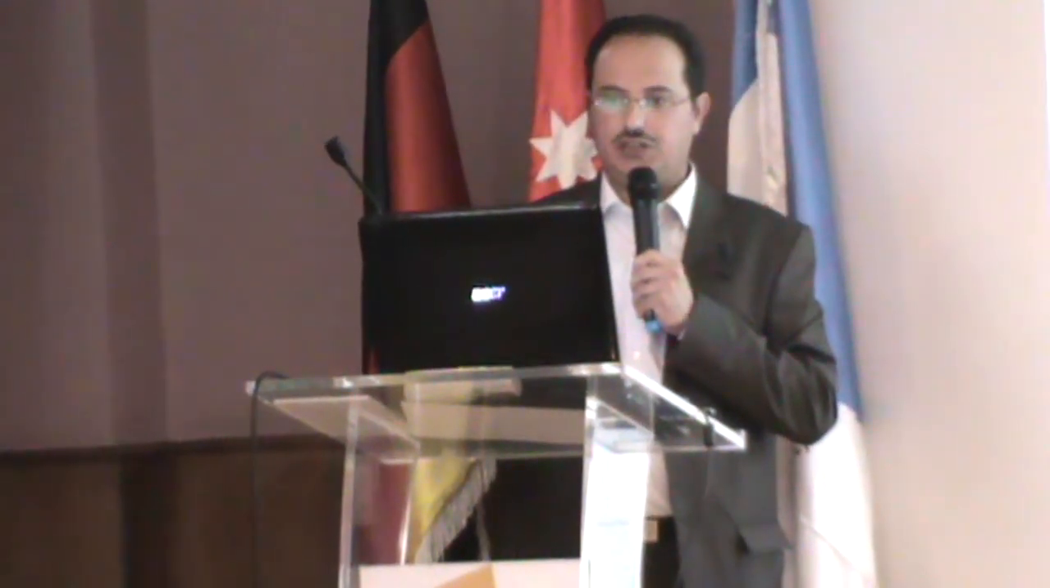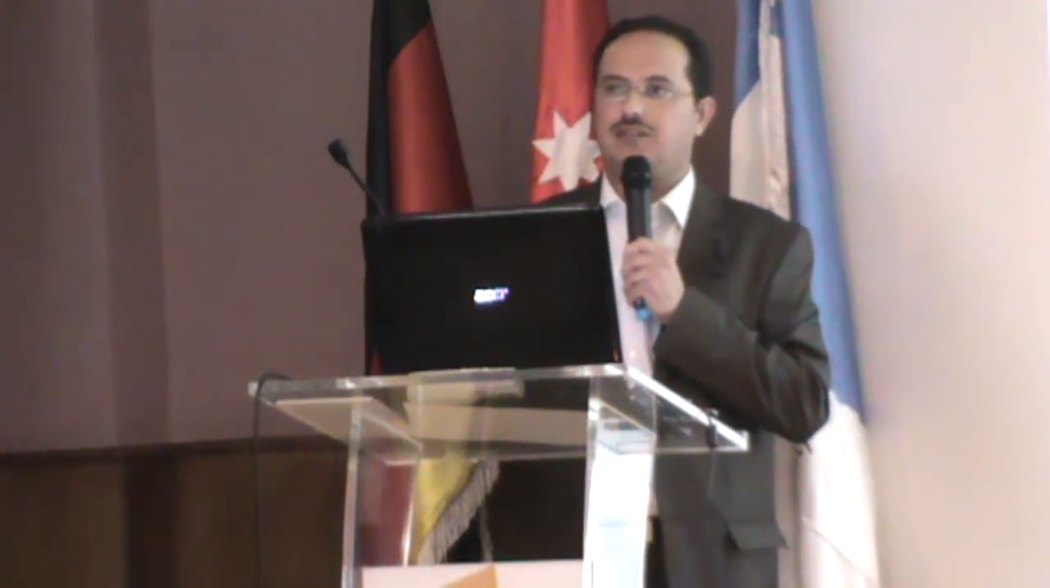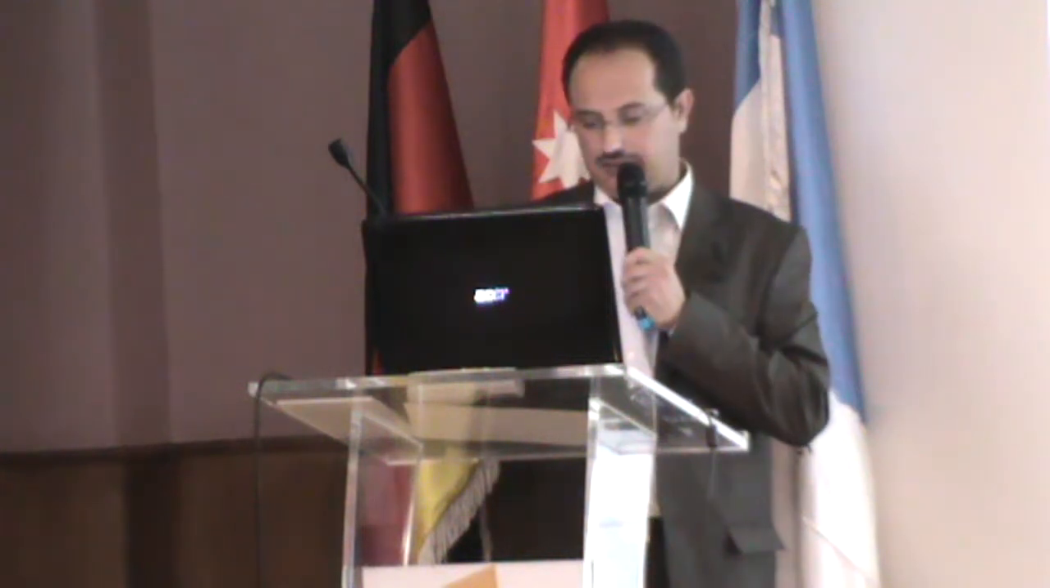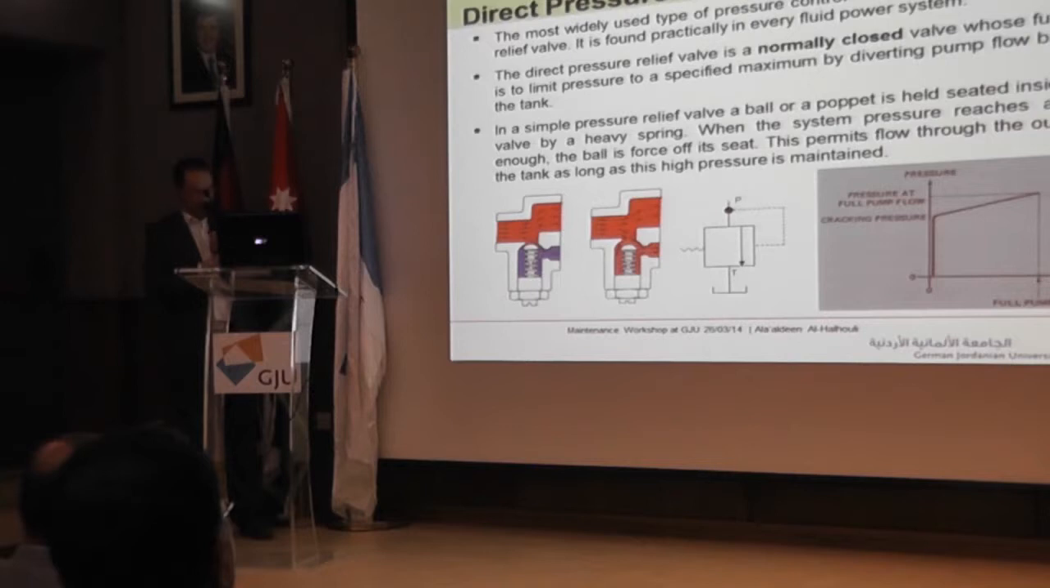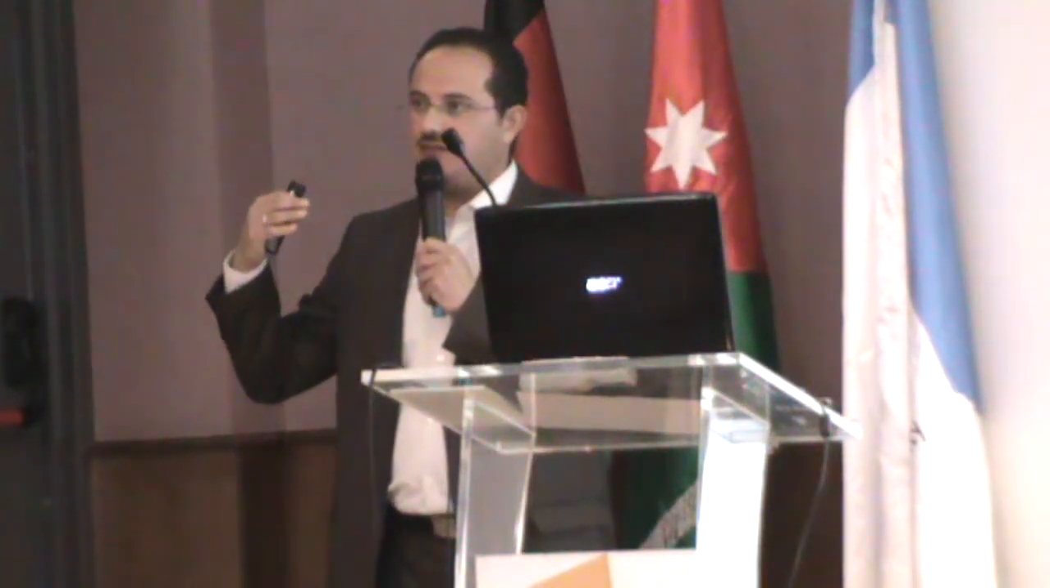As I said before, the pressure relief valve is used to control the maximum pressure in the system, which is the maximum load that it can work against. Here we have a spring, and by changing the stiffness of the spring, one can control the system pressure, the maximum system pressure.